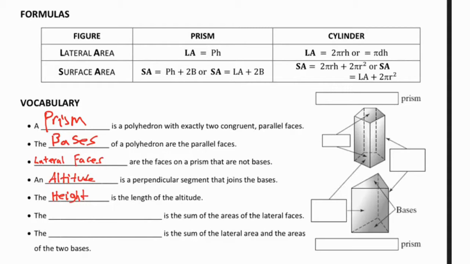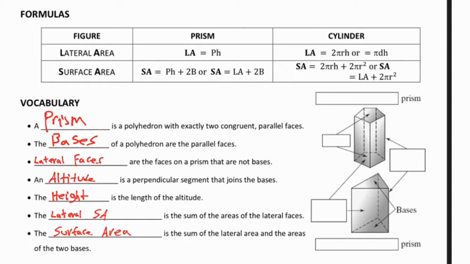So the blank is the sum of the areas of the lateral faces. So this is going to be known as lateral surface area. So all the area not including the bases. And then everything that is the sum of the lateral faces and the sum of the two bases is going to be known as surface area. So if I'm talking about surface area, I'm talking about everything on the shape, everything around it. Okay? So now we can actually look into lateral area and what I mean here.